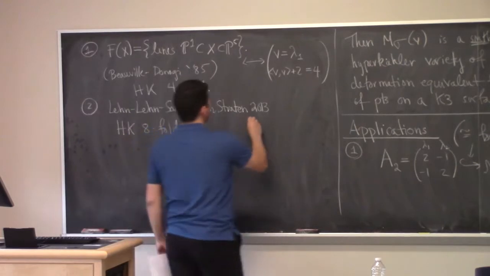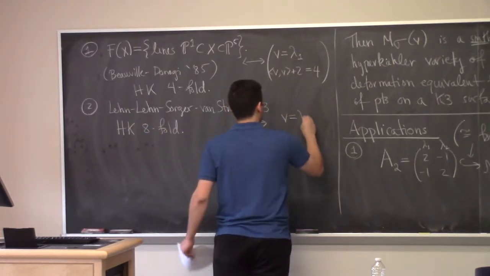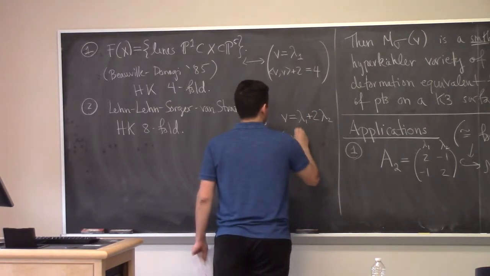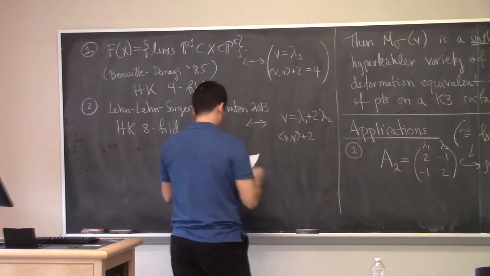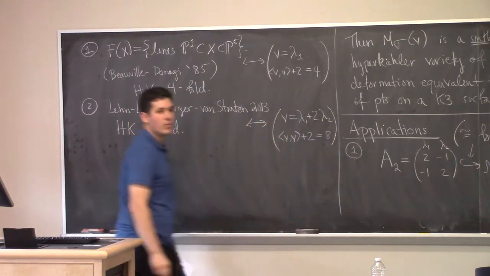And in this language here, that corresponds to the vector v equals lambda 1 plus 2 lambda. And you can check easily that in this case, v squared is 6, so this number is 8. So again, it checks out at the level of dimensions.